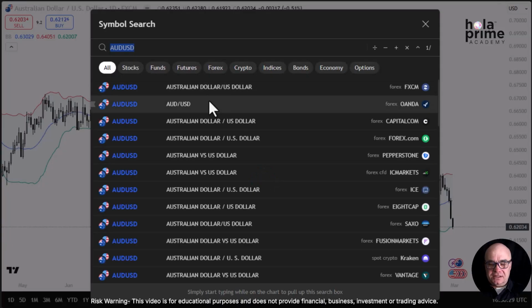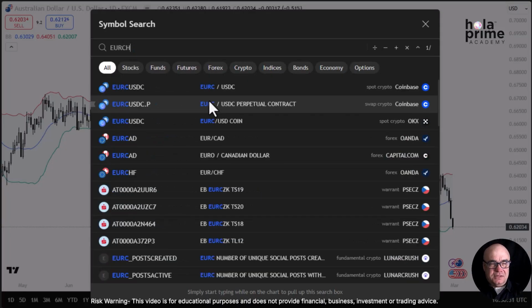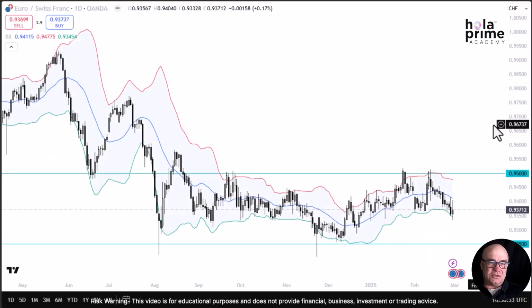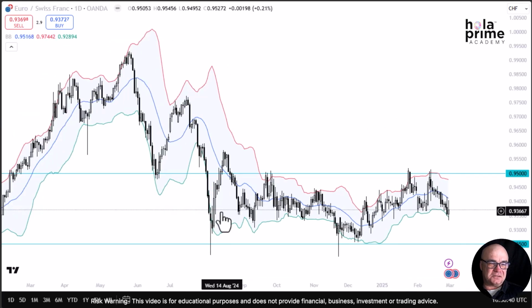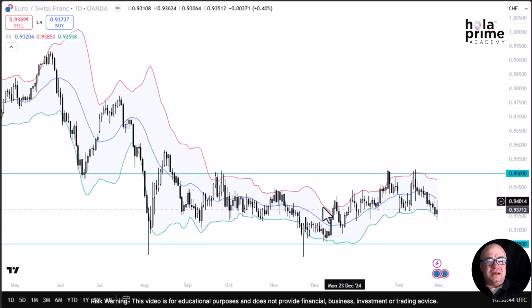Let me go ahead and change the pair. So this is a pair that tends to range quite a bit. You can see I have support and resistance on the euro against the Swiss franc drawn out over the last almost year. And notice how you could, I guess, in theory, use Bollinger Bands, but if you short here and try to take profit there, the risk to reward doesn't make sense. So again, I like a trending market.